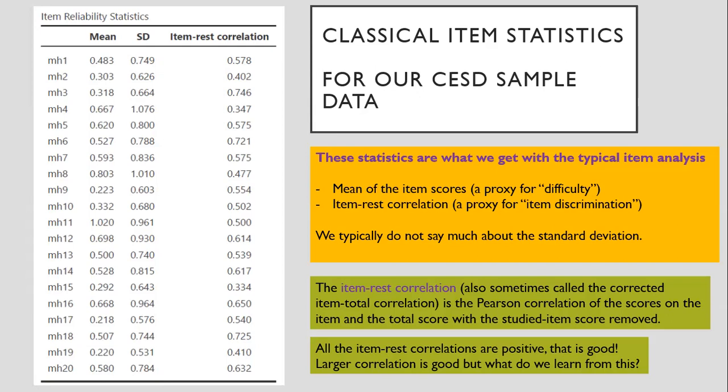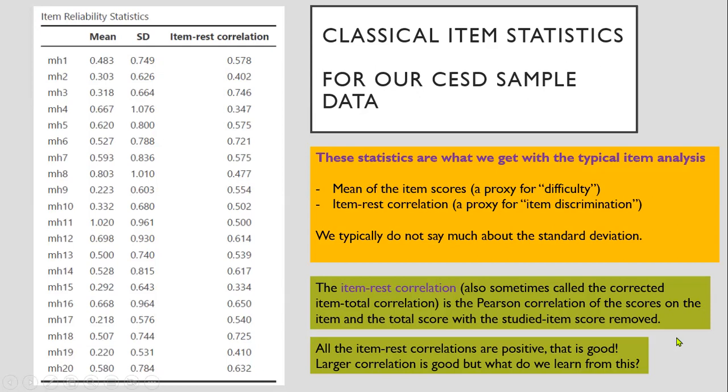And so the item rest correlation, sometimes called the corrected item total correlation, is the Pearson correlation, assuming a linear relationship, of the scores on the item and the total score with the studied item removed. So let me try that again. It's the Pearson correlation, meaning the linear relationship of the scores on the item and the total score with the studied item removed out of the total score.